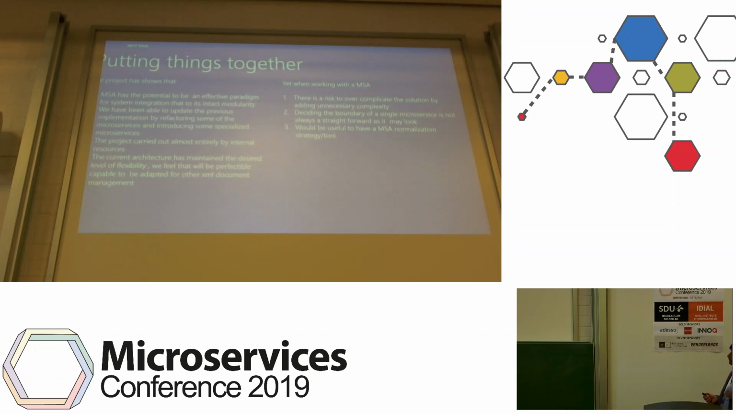As many people have said, one of the problems is that sometimes in dividing your problem into microservices, you might add extra complexity, because you tend to say, let's split and split and split, and this is a problem. And then deciding the boundary of the microservices is not always easy. Maybe this is a silly comment, but it would be nice to have a normalization process and strategy to solve these two problems.